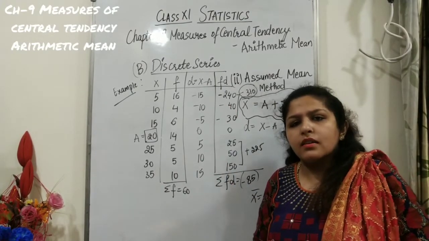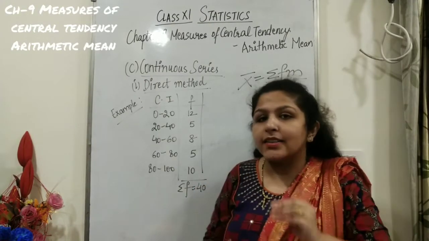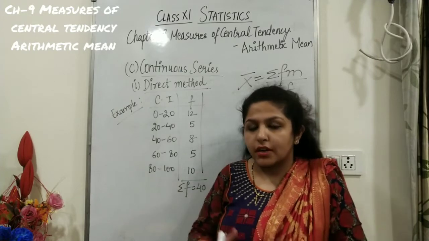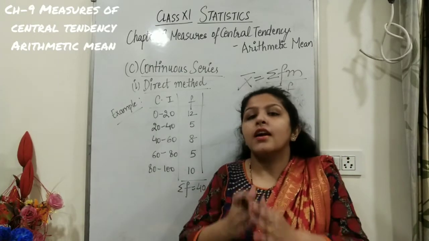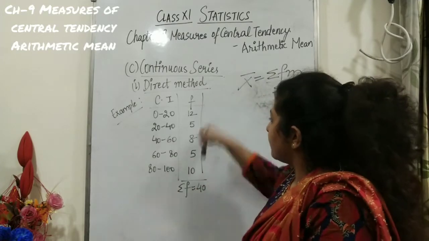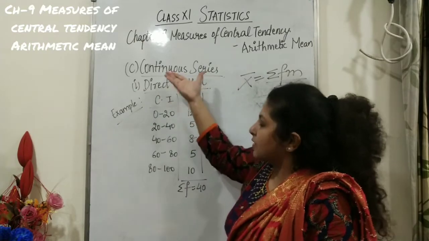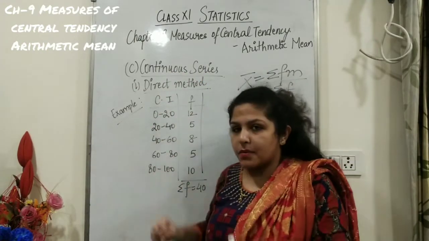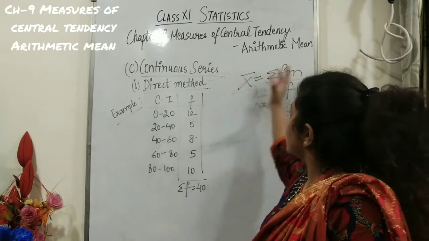So let's do the step deviation method. Let's start the last topic for today, that is continuous series direct method, and we will do the next two methods, that is the shortcut method, assumed mean method and step deviation method of continuous series, in the next video. So let's complete it. I have come up with one example of direct method continuous series. You know what a continuous series is, including class intervals and frequency. So the direct method is just to multiply the two values and get the answer.